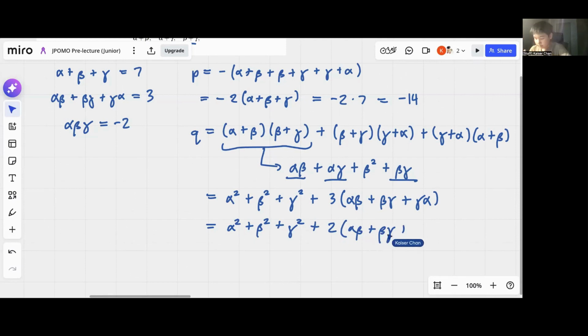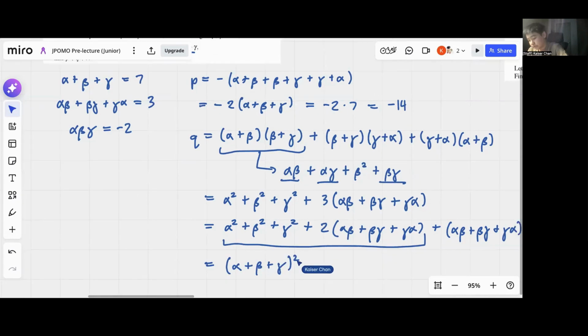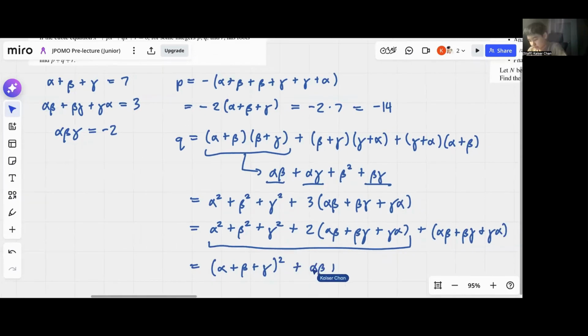right? And notice that these terms form the square of the sum of the three. So that's alpha plus beta plus gamma squared. And then we add in the final alpha beta plus beta gamma plus gamma alpha. Okay, and then evaluating this is pretty straightforward now. So that's 7 squared plus 3, which is 52.